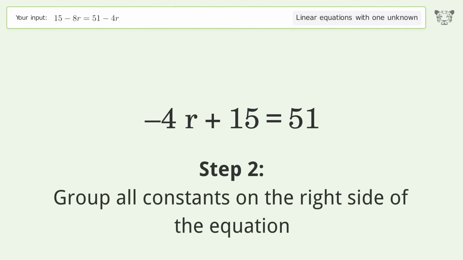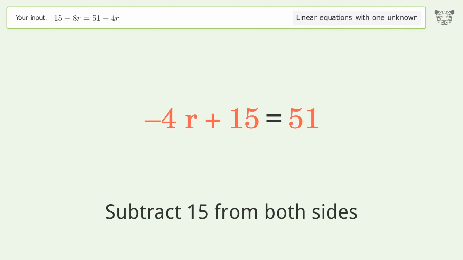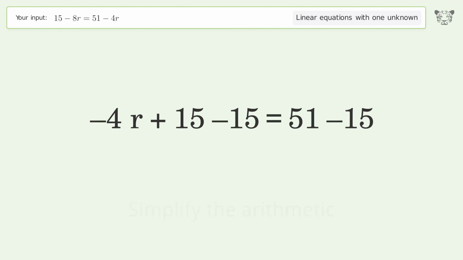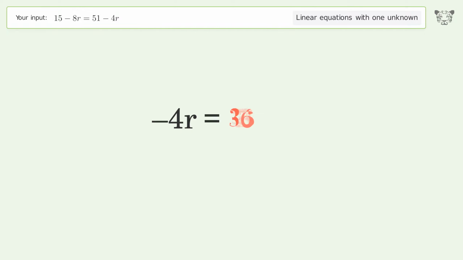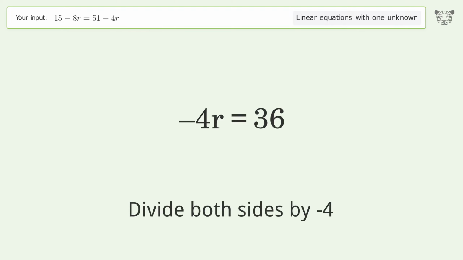Group all constants on the right side of the equation. Subtract 15 from both sides. Simplify the arithmetic. Isolate the r. Divide both sides by -4.